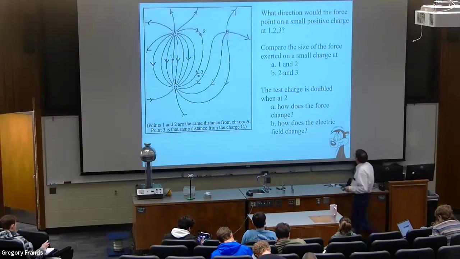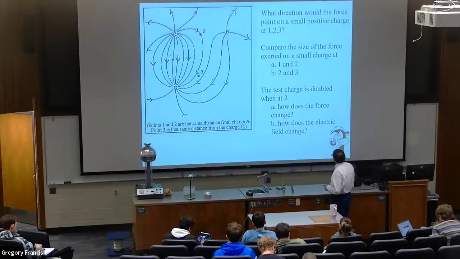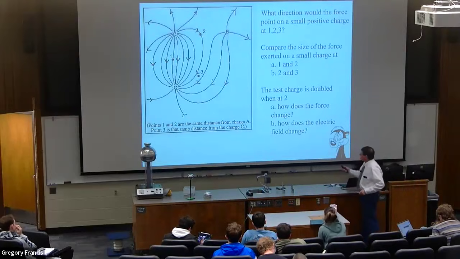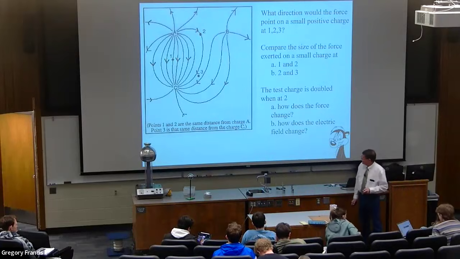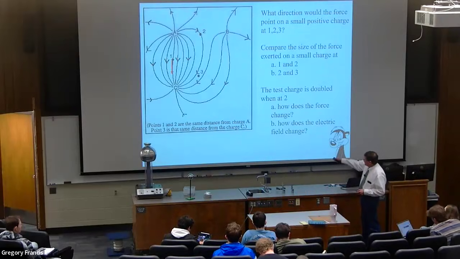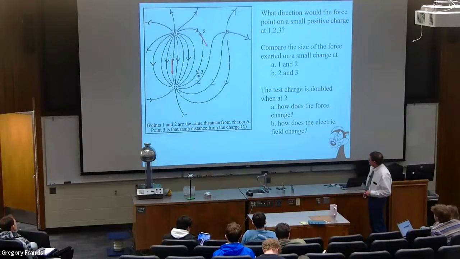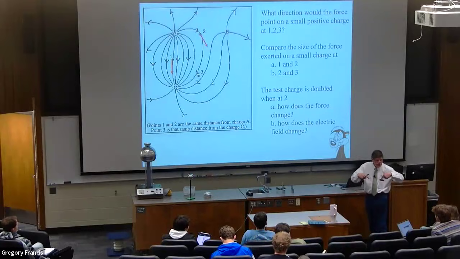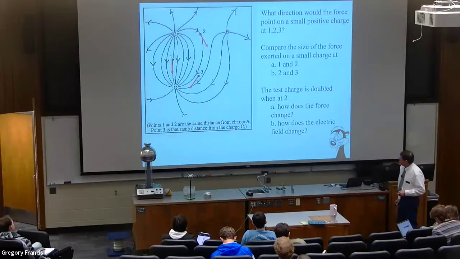What direction would the force point on a small positive charge at points 1, 2, and 3? If I look at point 1, I just use the field lines and say it's tangent to that field line in the general direction of the arrowheads. If I look at 2, the tangent is going to be like that. If I look at 3, it's not on a field line, so I've got to interpolate, taking the average between the two, and it's going to be something like that.